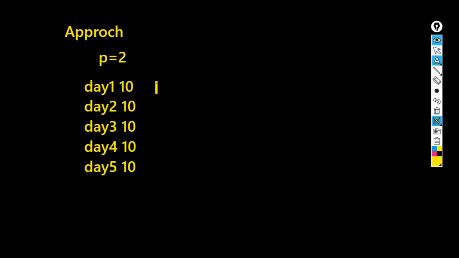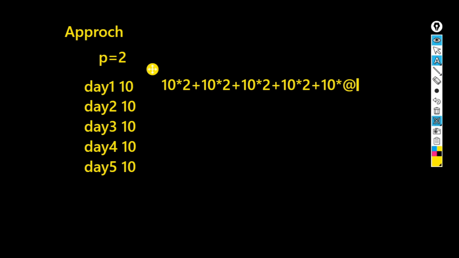So what will be the sum? In this case, it will be 10 into 2 plus 10 into 2 plus 10 into 2 plus 10 into 2 plus 10 multiplied by 2. It will be equal to 100. Now this is the hours which we require to complete the work which we used to complete at the office. So now we have to check how many hours we have. We have 120 hours. Now how do we calculate 120 hours?